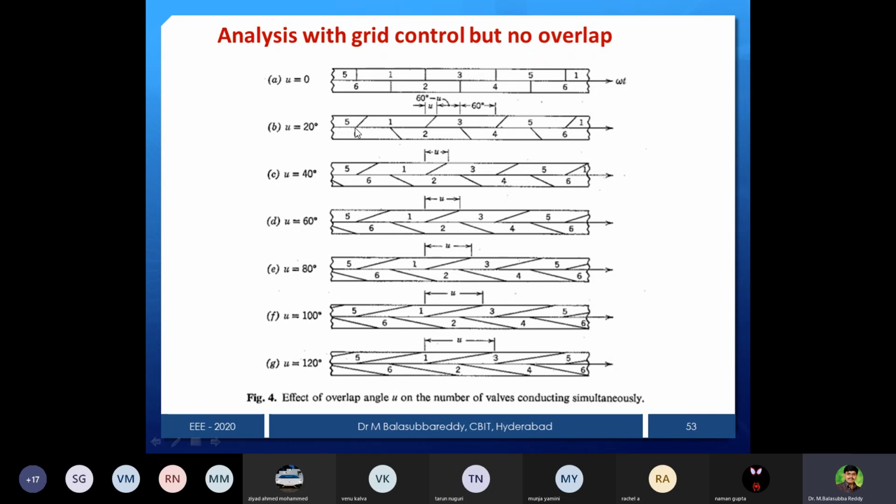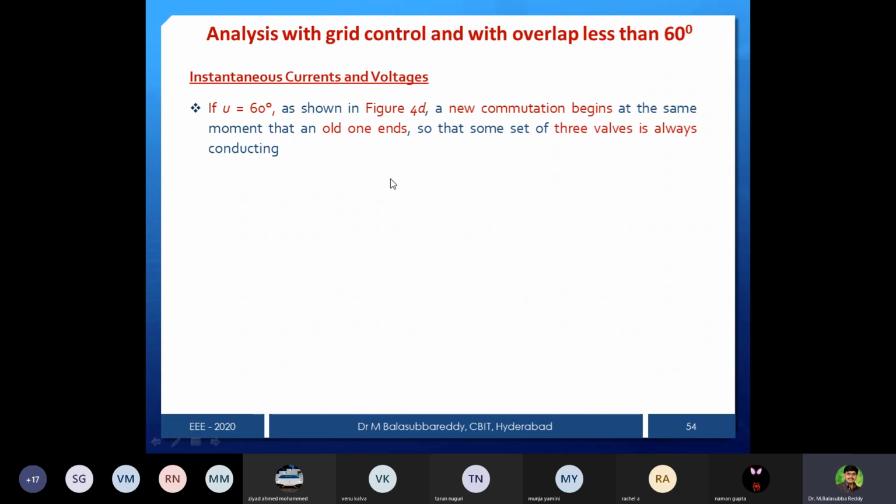But here, alpha less than 60, you can notice that one time upper overlap, and the rest of the time one upper one lower. So here 5 1 is overlapping and 6, therefore 5 6 1, 3 valves are conducting. After the overlap period is over, then only 6 and 1 is going to conduct. Like that we can easily find the instants. That's what I mentioned here just for understanding.